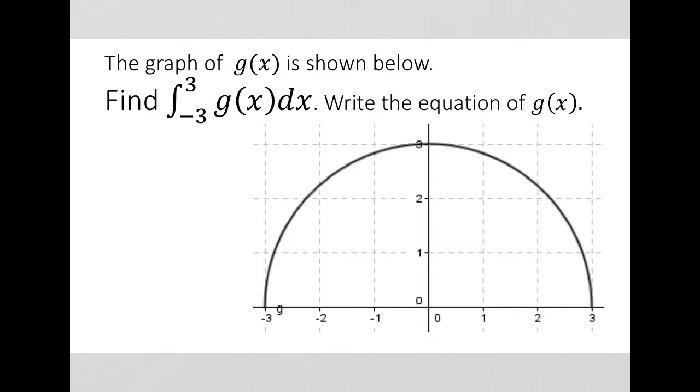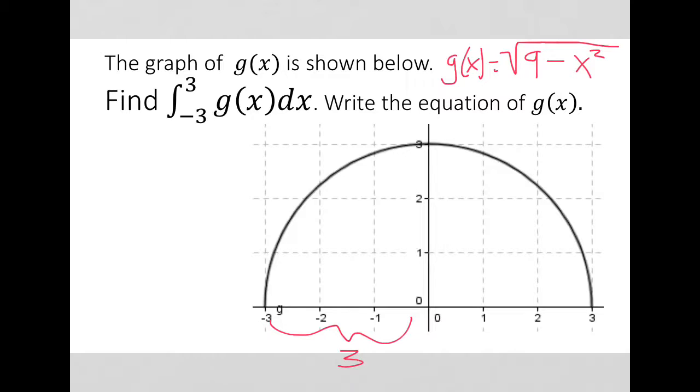Well, recognize that this is a semicircle. The equation of a semicircle will be g of x equals the square root of the radius squared minus x squared. So look at your radius. Your radius is 3. So our radius squared gives us a 9 minus x squared is that function right there. Now let's find the area there.